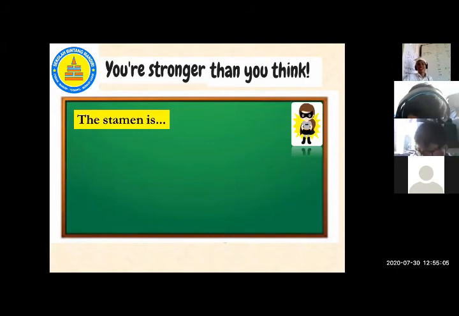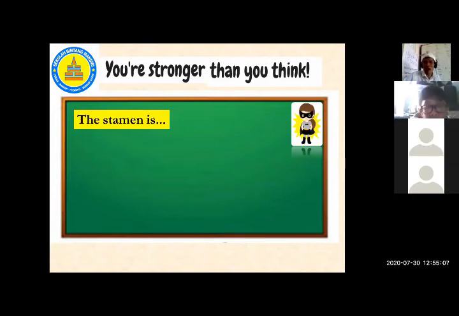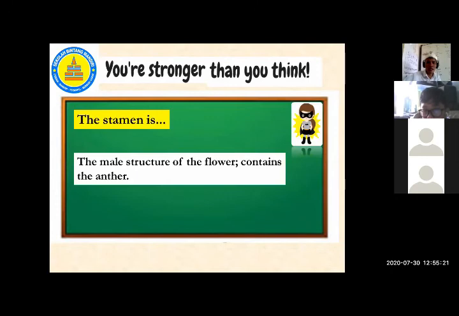Wait. Okay. The statement is, you can open your eyes. What is the statement? There's no answer there. Male gamete. Yeah, male gamete. Next. Yeah, the male structure of the flower contains the anther. Okay, next.